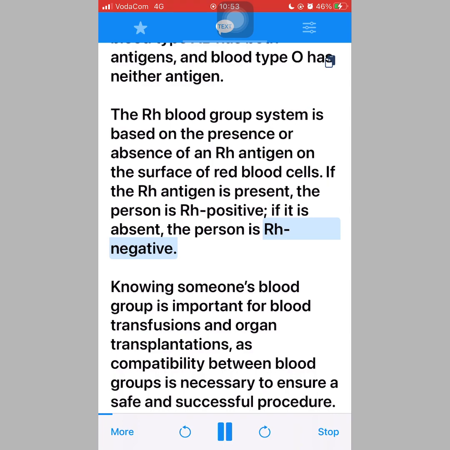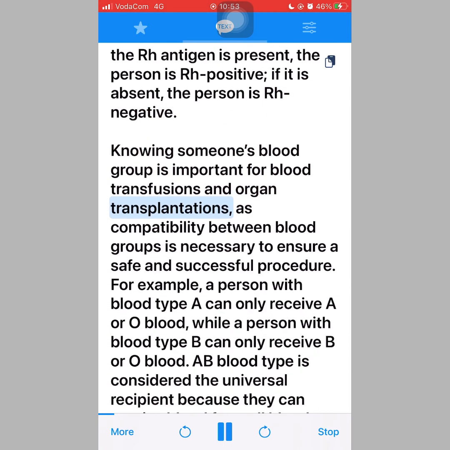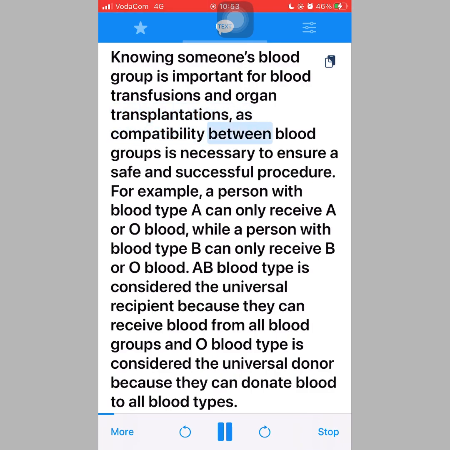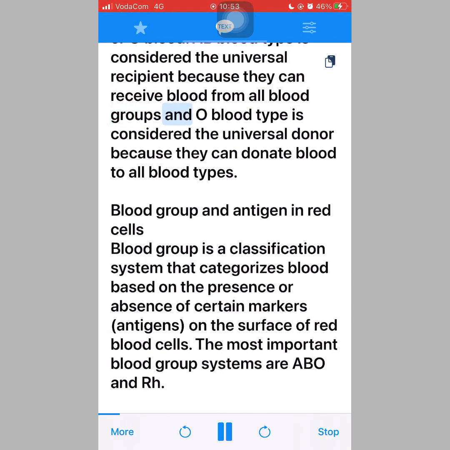Knowing someone's blood group is important for blood transfusions and organ transplantations, as compatibility between blood groups is necessary to ensure a safe and successful procedure. For example, a person with blood type A can only receive A or O blood, while a person with blood type B can only receive B or O blood. AB blood type is considered the universal recipient because they can receive blood from all blood groups, and O blood type is considered the universal donor because they can donate blood to all blood types.